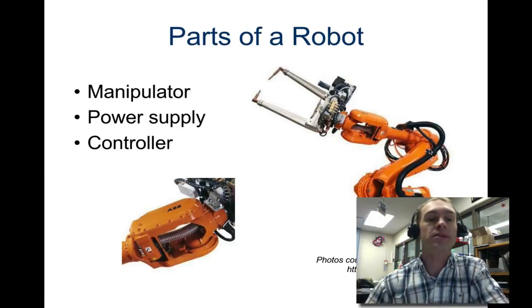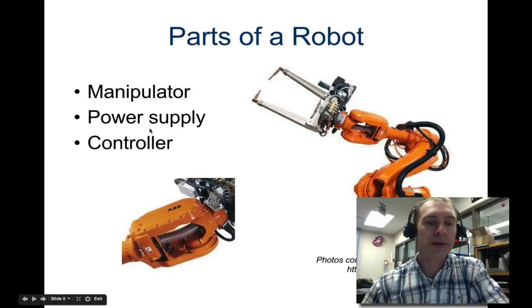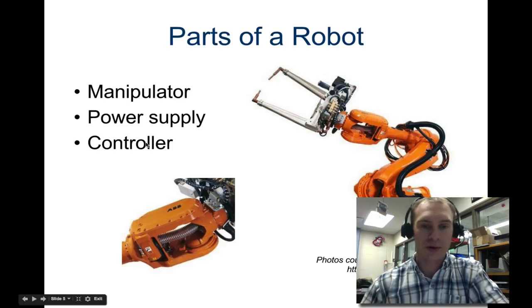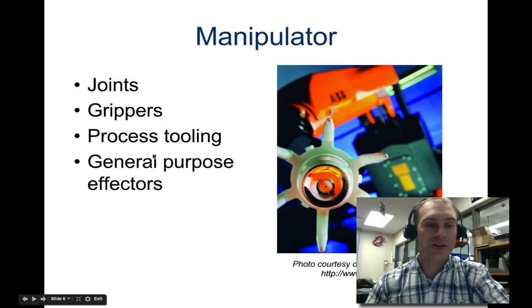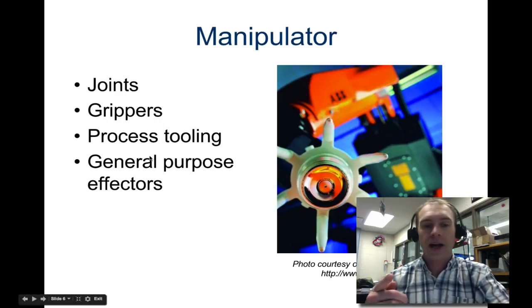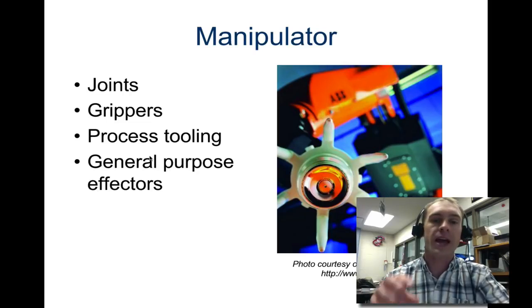So now on to parts of a robot. You have manipulator, power supply, and controller. And so we're going to take a look at each one of these in detail. So the manipulator has joints, grippers, process tooling like drill bits, and effectors. All these are at the end of the manipulator.